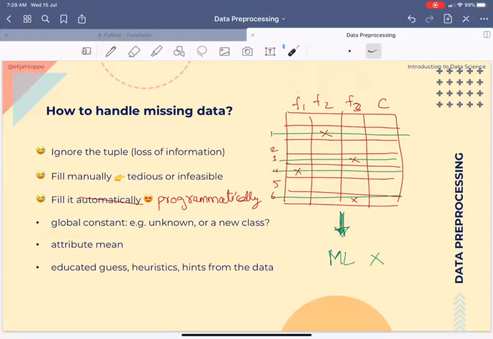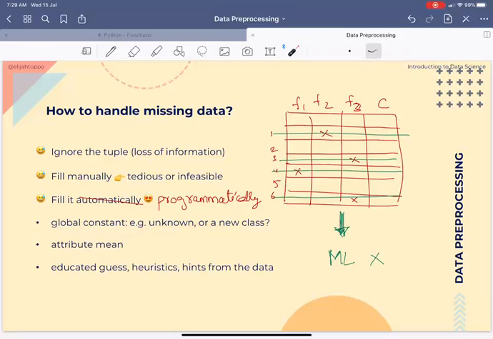This global constant can come from a domain expert. Depending on which domain you're dealing with, someone who has worked on that domain for multiple years may be able to give you a nominal good value that you would actually see. Instead of you filling something randomly, the domain expert can give you some idea on what should be filled there. Okay, that is one solution.